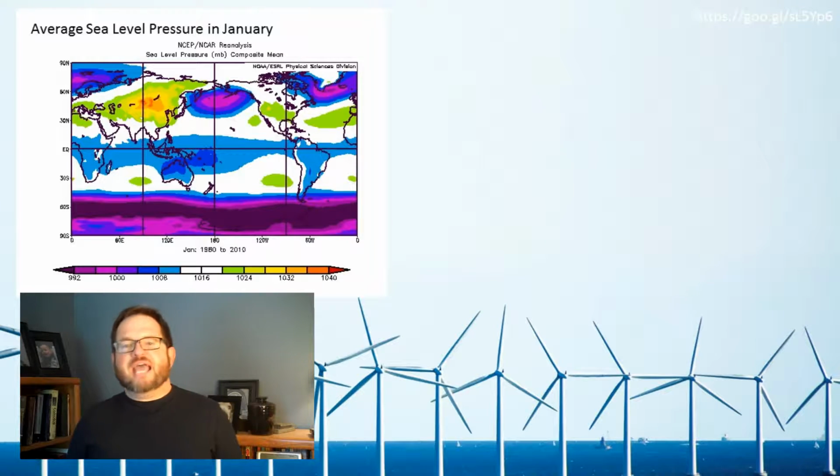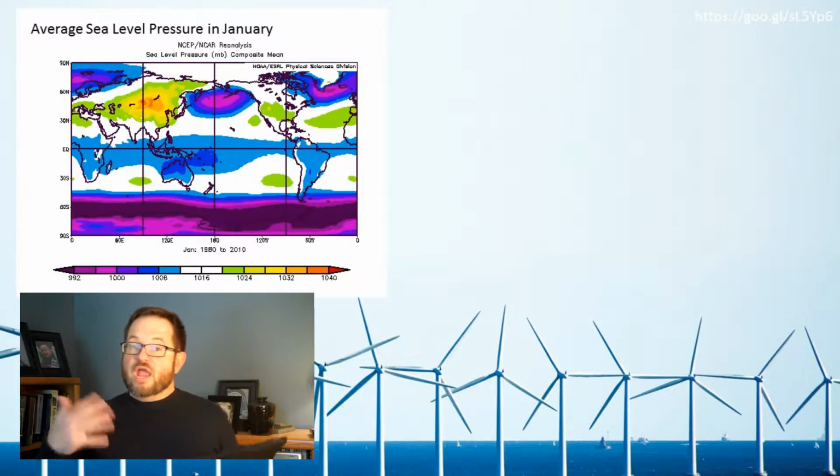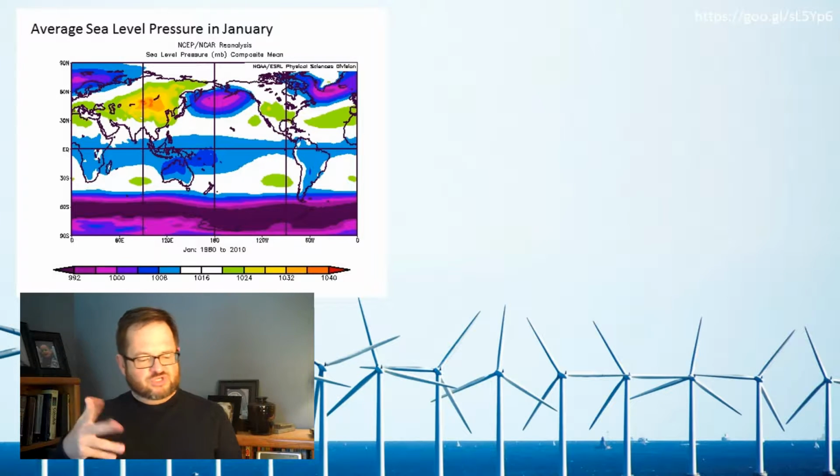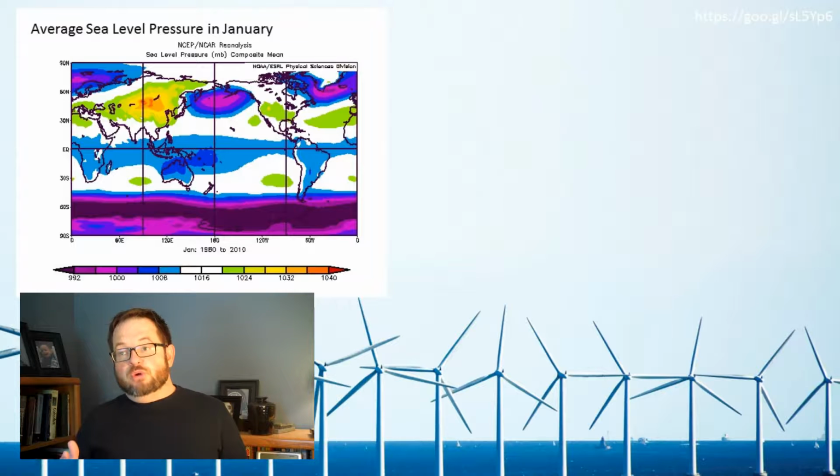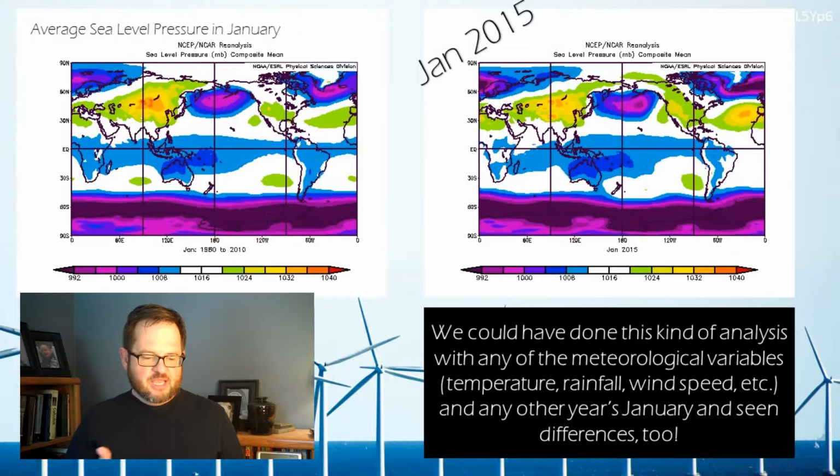For example, here is a map of the average sea level pressure in January all around the world, and there are areas where, on average, we expect higher pressure, which are in greens and yellows and reds, and areas where there's lower pressure in January. But if you just pick some January, like I just picked January 2015, you can see it's not exactly the same. The pressure patterns are related, but they're not exactly the same in January 2015 as they are on average.